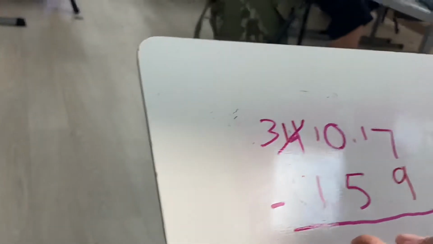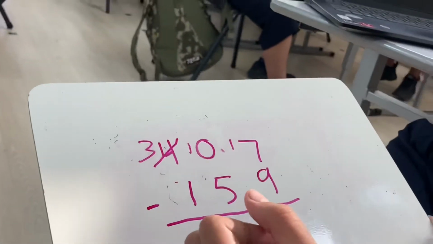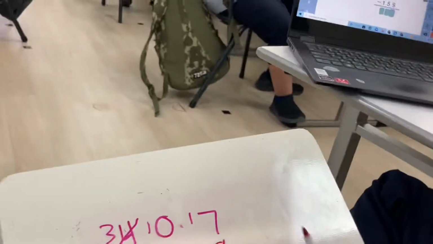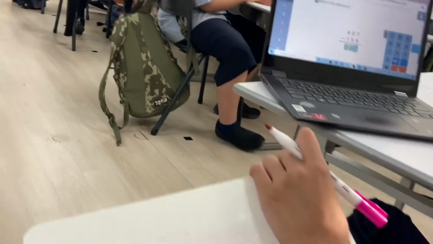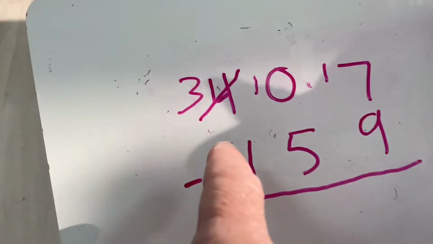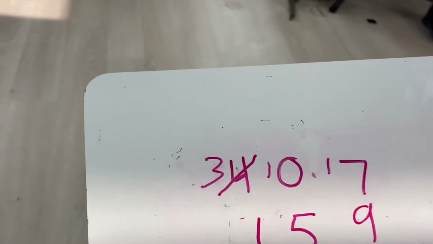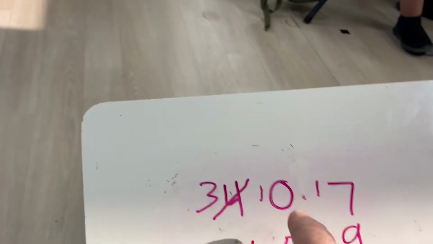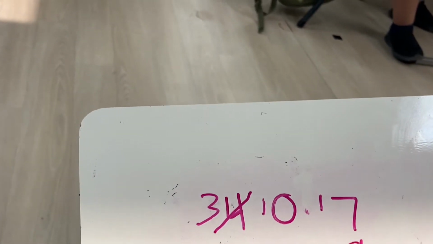How many 10s make 100? 10. So 10 times 10 makes 100. So that's where we've sort of exchanged. We've taken 100, we're going to put it to the 10s. So before there was 0 10s, and now there's 10 10s.